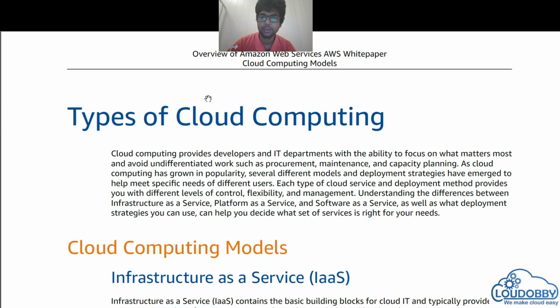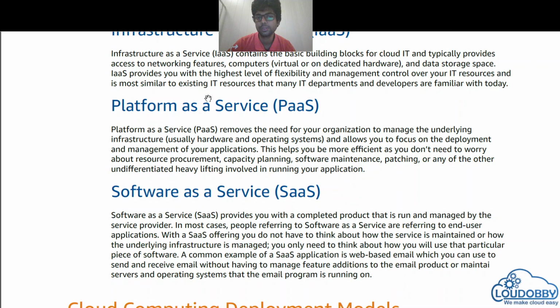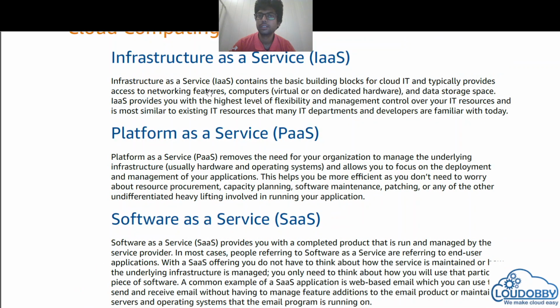Let's see types of cloud. So we have infrastructure as a service, platform as a service, software as a service. These three are very common. Like if you are going to buy a server hardware, then it comes under infrastructure as a service.